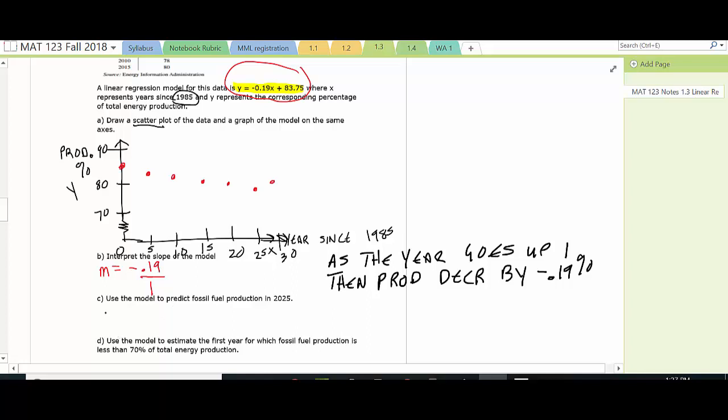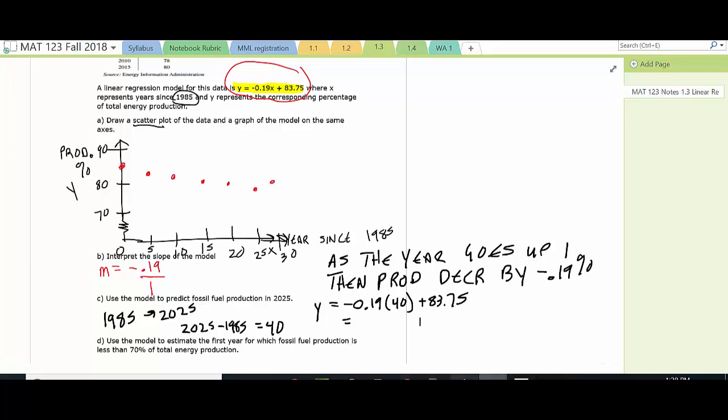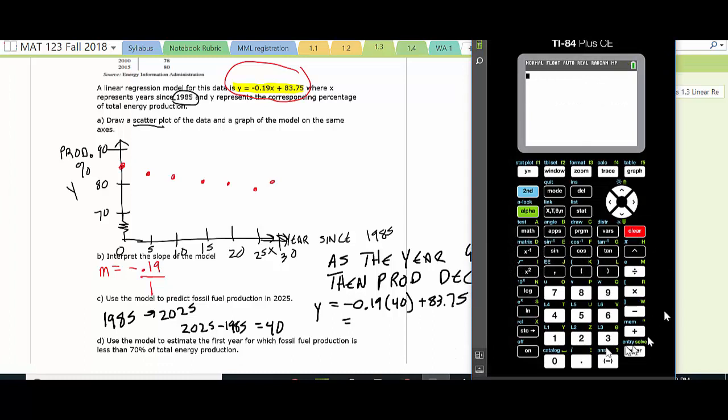All right, so we started in 1985, and we're going up to 2025. So you need to find out how far apart that is. So I think that's like, what, 40? If you subtract those two numbers, 2025 minus 1985, that's going to be 40. So what you do is take the mathematical model that I gave you and just replace the x with 40. So we'll do y equals negative 0.19 times 40, and then plus 83.75, and you can do it on your calculator, and that would predict where it is. So it would go along with this trend then. All right, so let me crunch that out.